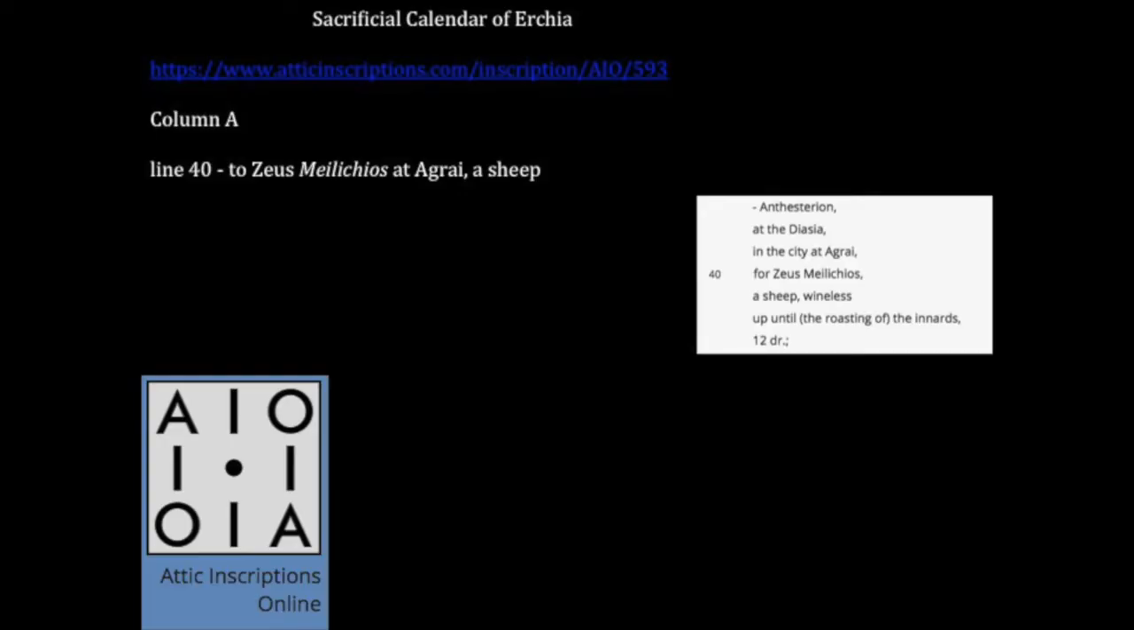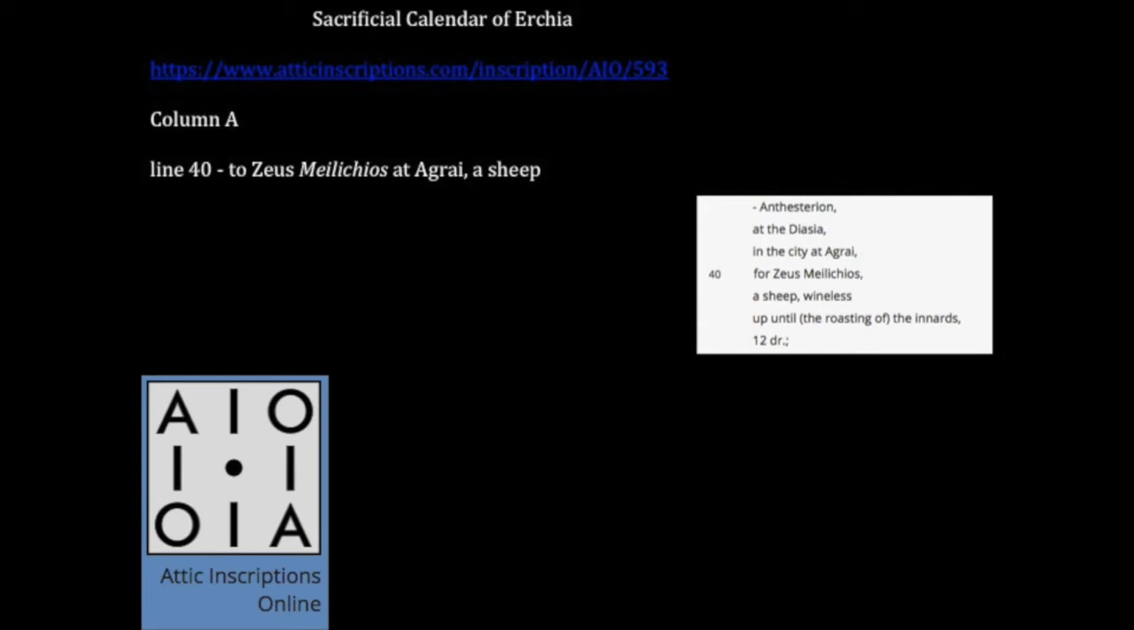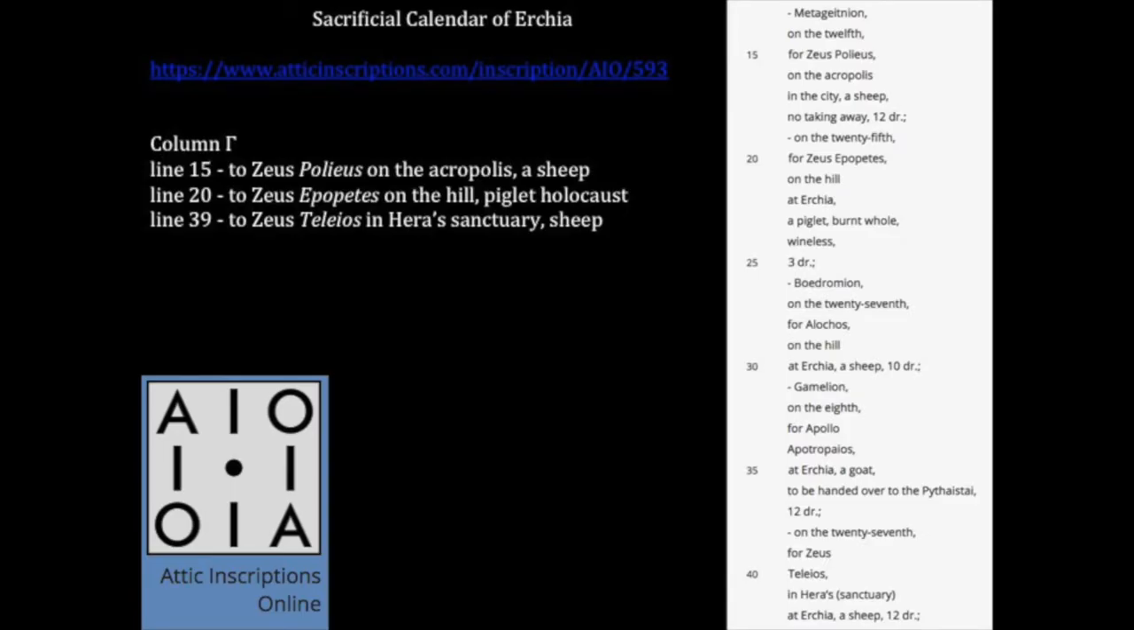And there's a really good example in the sacrificial calendar of Erchia. This is one of the demes of Attica. There's a lovely inscription. You can find it on Attic Inscriptions online. I'd really recommend getting your students to go on there and having a look, because you've got basically a list of all the deities, of all the sacrifices, when they were sacrificed, and there's numerous heroes, numerous gods and goddesses. And here, for example, I've looked at Zeus, line 40. They talk about making a sacrifice to Zeus Mylikios at Agrai, and he's been given a sheep. Then on the third gamma, line 15, Zeus Polieus of the city, on the Acropolis itself, and again, he's been given a sheep.